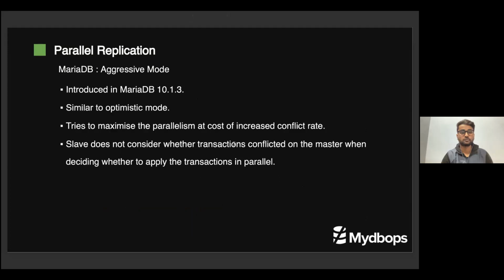Now the aggressive mode. Aggressive mode was also introduced in 10.1.3. It is similar to optimistic. The difference is that whatever conflict occurred on the master, it will not decide on the basis of that. Previously, optimistic mode handled the conflict on the slave the same way as it was handled on the master. But here it will not be the case. It will not worry about the transactions which conflicted on the master. It will apply those transactions which have conflicts in parallel without worrying about the conflict on the master. This tries to maximize the parallelism at the cost of increased conflict rates.